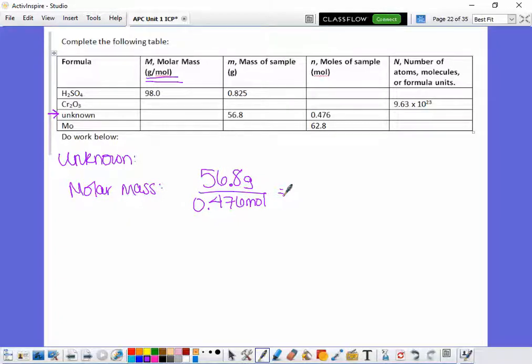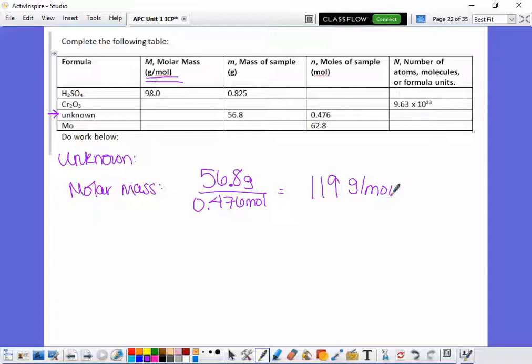Okay? So yeah, if you're ever asked to find molar mass, look to see if you have the grams or you can find the grams. Look to see if you have the moles or you can find the moles, and then divide. Okay. So what is the molar mass of this unknown sample? 119 grams per mole. And we're just going to leave it at 3 sig figs because that's how many sig figs we have in our numbers that we're dividing.